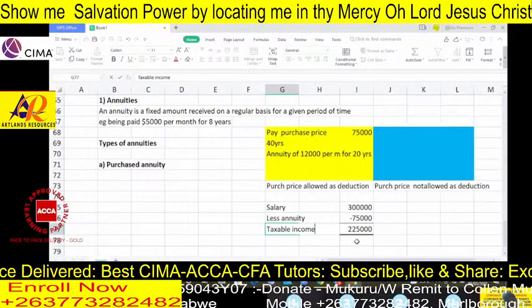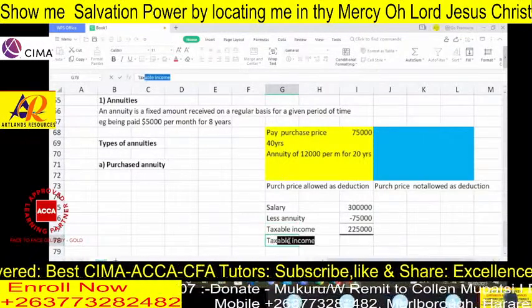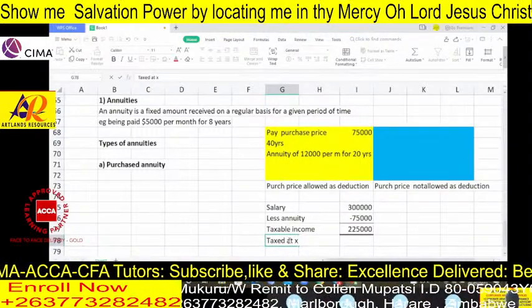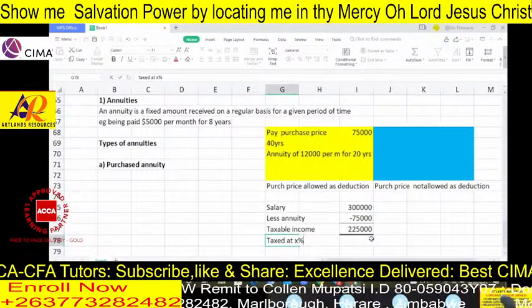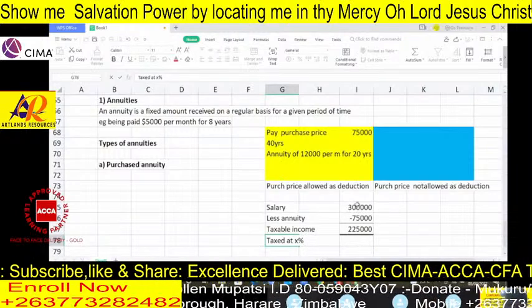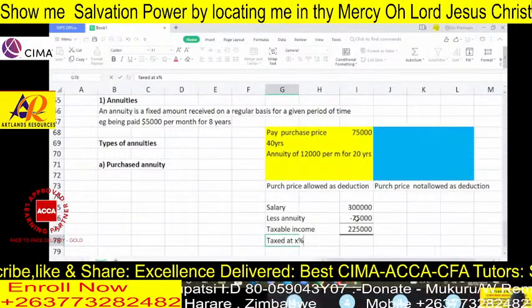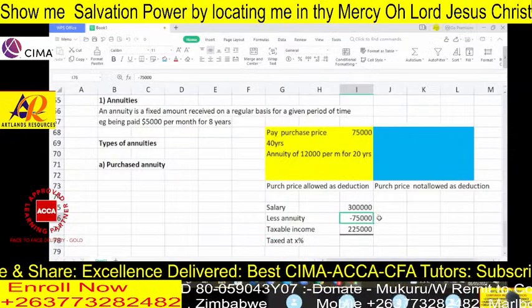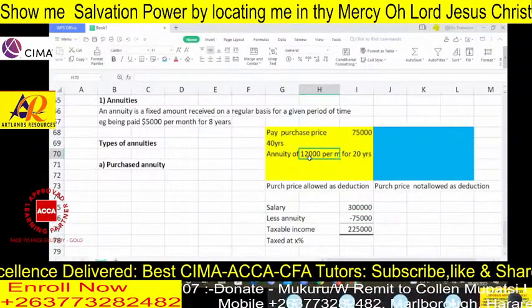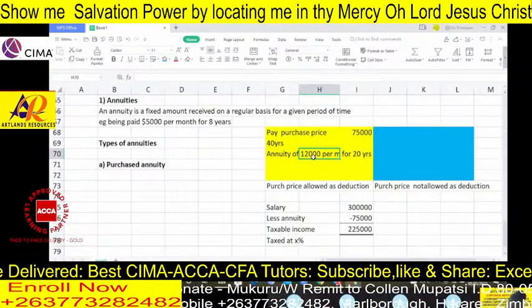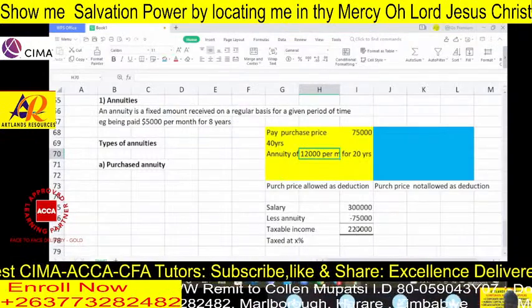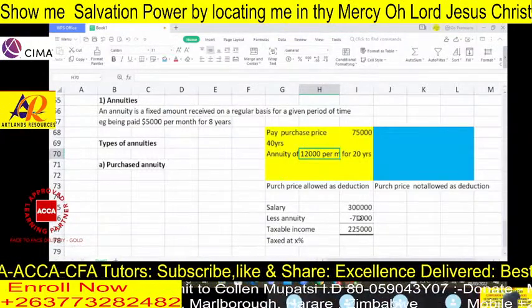Right, and then you are taxed at, let's just say, X%. So today when you buy this annuity, the purchase price of the annuity is allowed as a deduction. So when you are now getting the annuity of 12%, this annuity is taxed in full, because the amount was allowed as a deduction here.